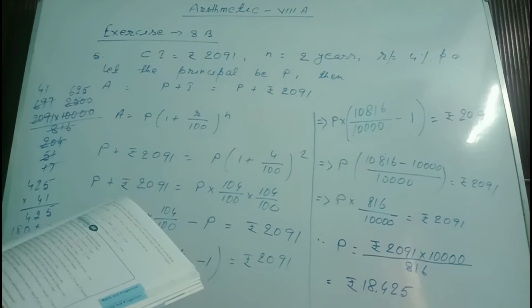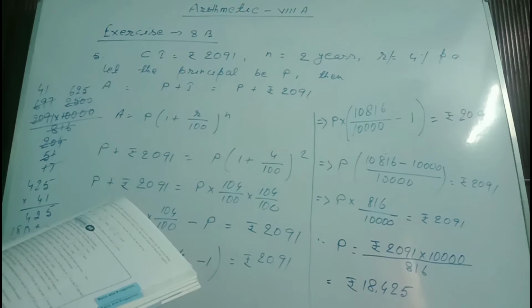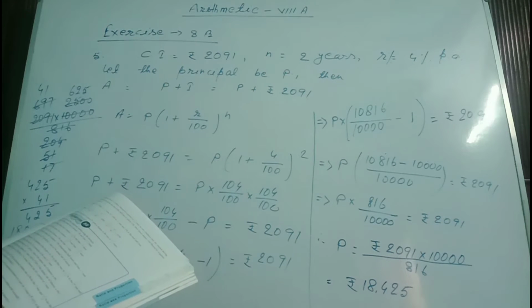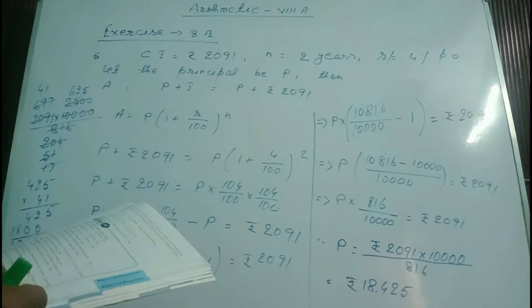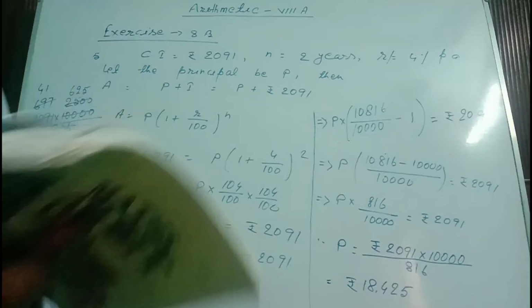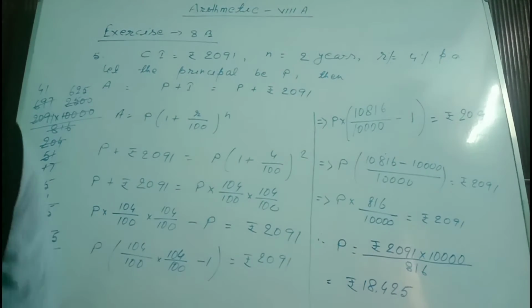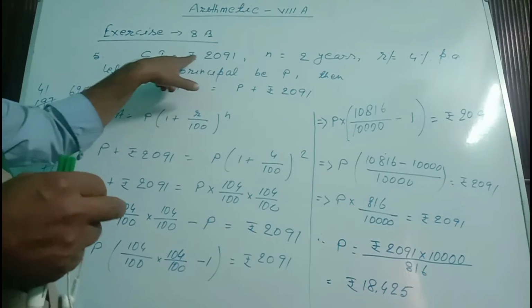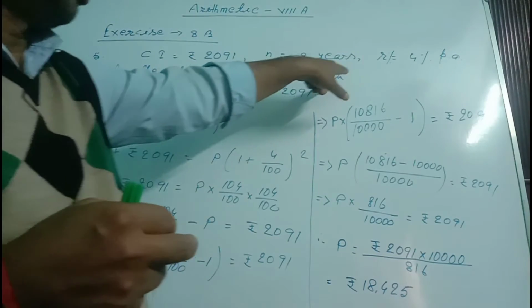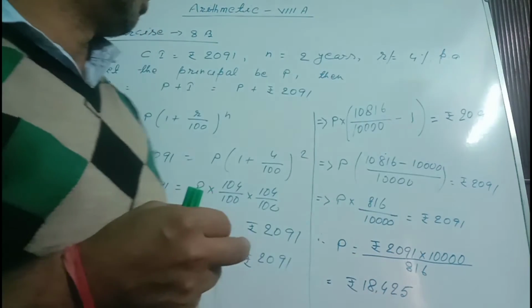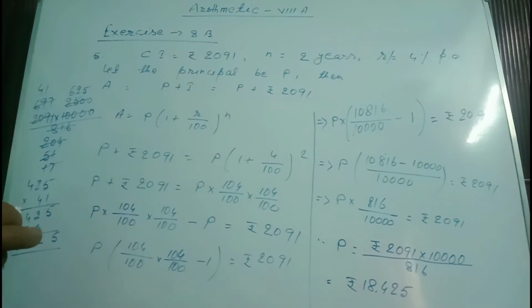there was a little minor mistake, so I could not get the perfect solution. So I repeated this solution in video class. In the first step, I have written all the given information. Given: CI is 2091, time 2 years, rate 4% per annum. We are asked to find the principal.